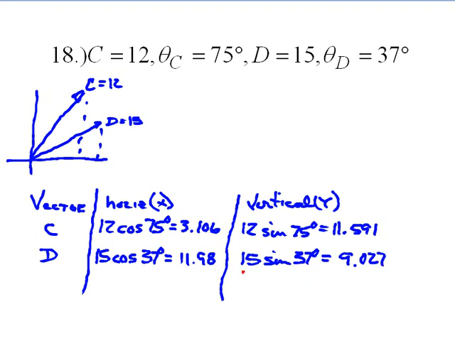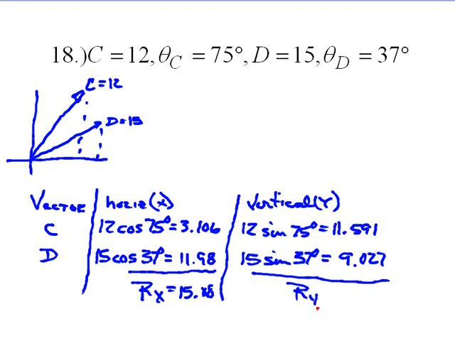Okay, so we have our horizontals and our verticals. What we want to do now, this is our Rx value. We add them together and we should get 15.08. And we take our y values and we add them together. If they're negative, be sure to add negatives or positives. Carry your negative and positives down to the R value. In this case, we're working all in quadrant 1, so all our values are positive.